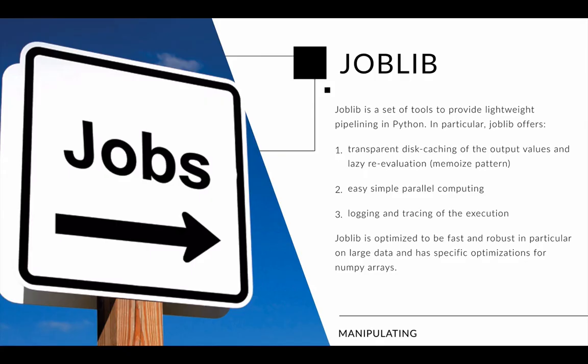Joblib is a set of tools to provide lightweight pipelining in Python. In particular, Joblib offers: 1. Transparent disk caching of the output values and lazy reevaluation, a nice memoized pattern. 2. Easy, simple parallel computing. 3. Logging and tracing of the execution, which can be really nice for debugging multiprocessing or multi-core code. Joblib is optimized to be fast and robust, in particular on large data, and has specific optimizations for NumPy arrays.